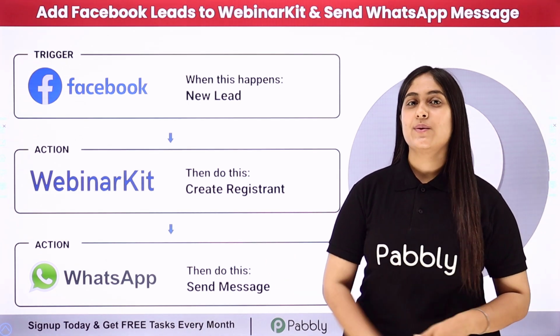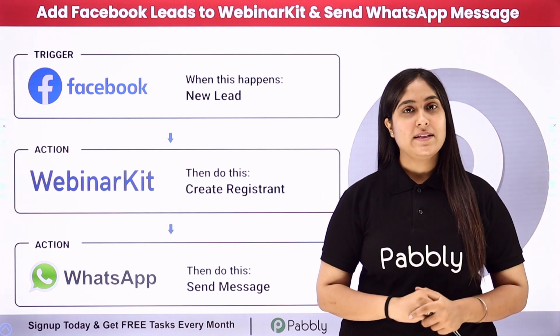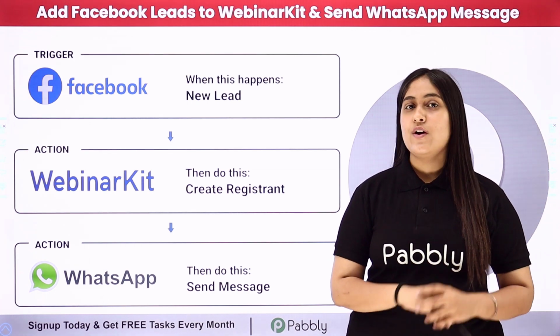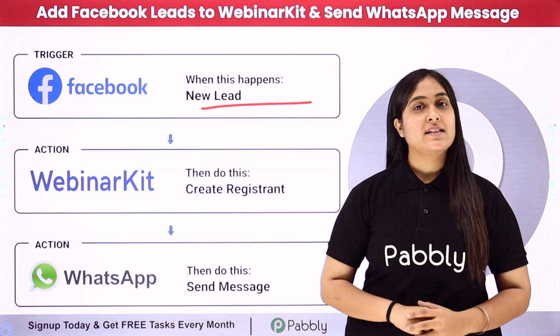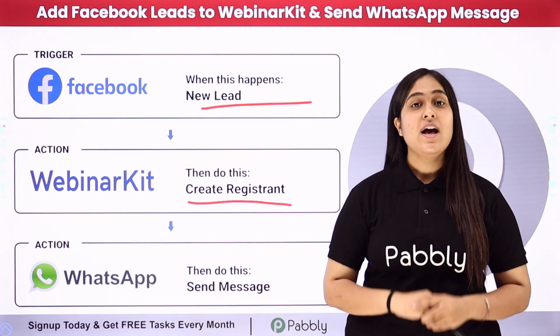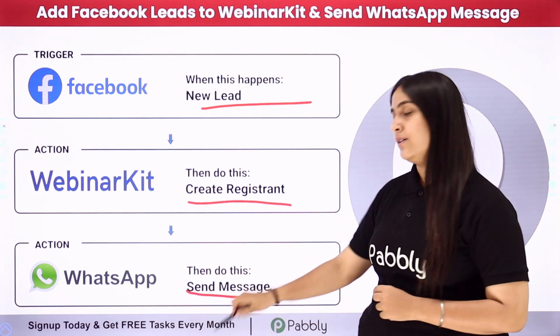So in this video we are going to learn how to add Facebook leads to WebinarKit and send WhatsApp message. So here I am running a Facebook lead ad for my webinar, and in this case I want whenever a new lead is received in my Facebook lead ad, automatically using that detail a new registrant should be created in my WebinarKit account, and after creating a new registrant automatically a WhatsApp message should be sent to that lead.